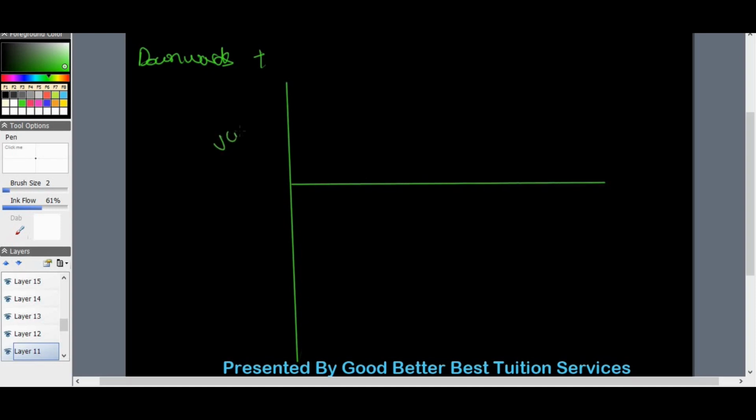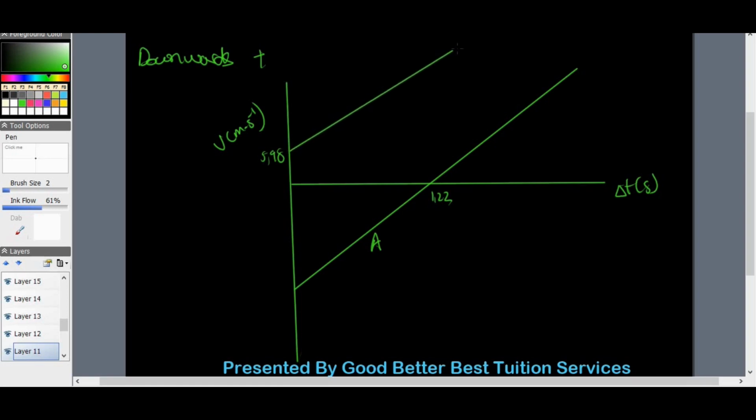So this is V in meters per second. This is delta T, which is in seconds. So what happens now, A starts at the bottom here. It keeps on going. Label A. This is 1,22, so I'll put it at the bottom here. And then B starts here, which is at 5,98 meters per second, and B just continues to go upwards like that.